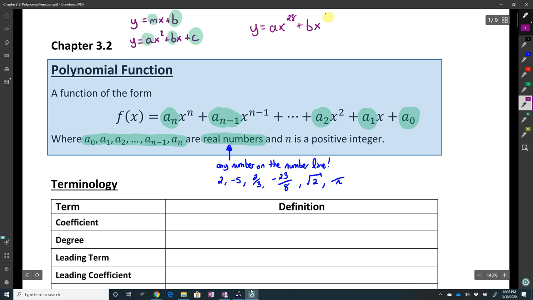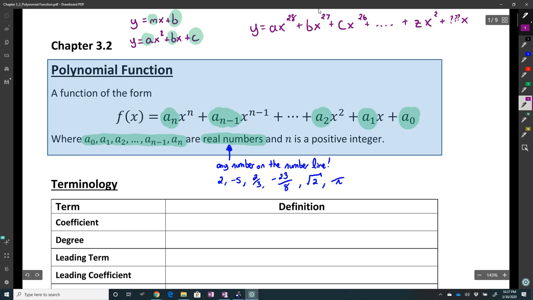So x to the 27, let me erase that right there. Plus cx to the 26, and we can keep on going, but there's going to be a problem when we get all the way to the end. If we get to the end, you're going to end up with zx squared plus, and then the question is, what letter do you give to the x, and what letter do you give to the number that's all by itself?